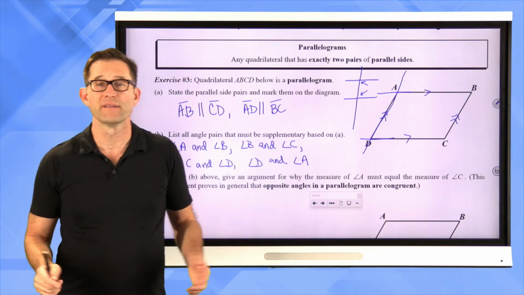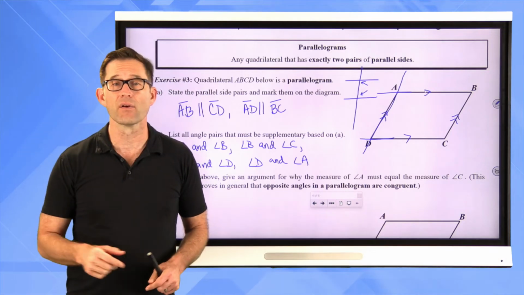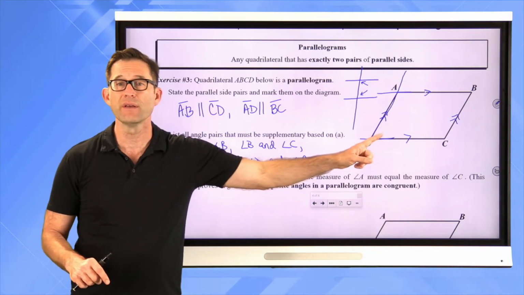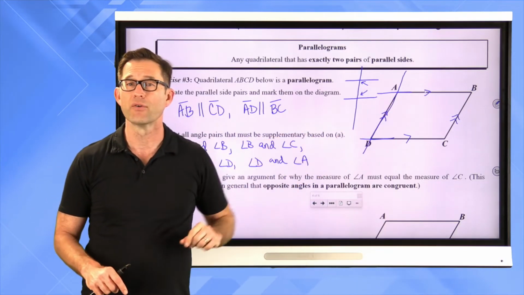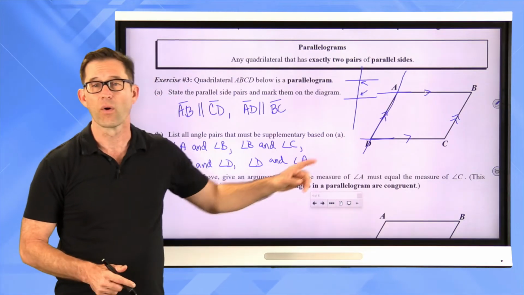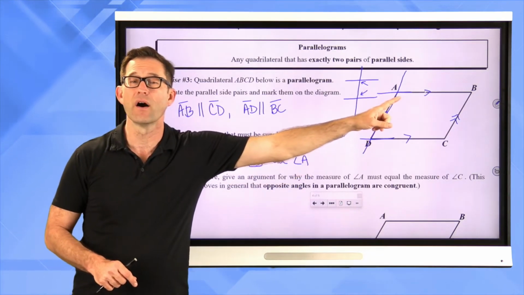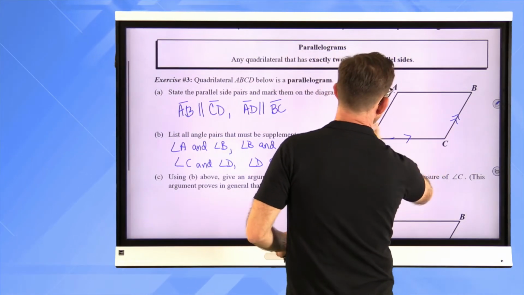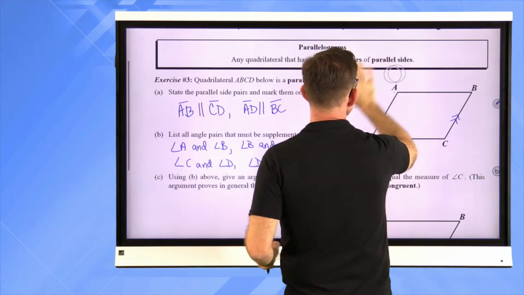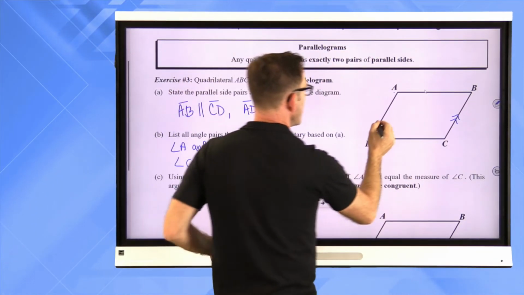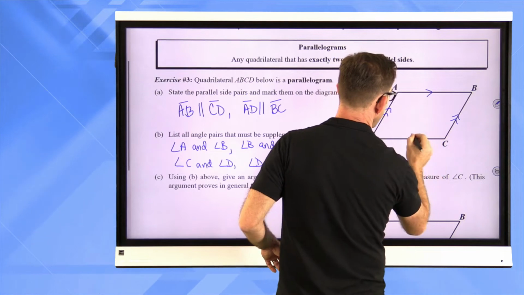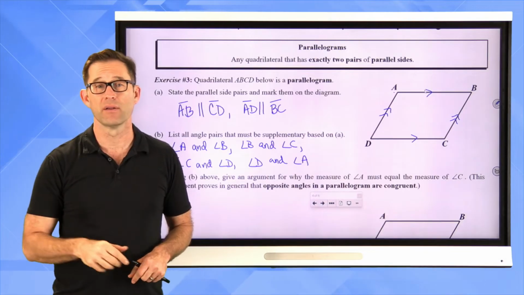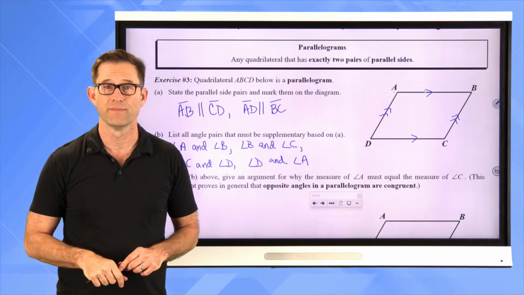And really, you could summarize this by saying that two adjacent angles in a parallelogram will always be supplementary. So if angle D were 60 degrees, then angle A would be 120 degrees. Or if this was 30 degrees, this would be 150 degrees. They must add up to 180 degrees because every adjacent angle pair in a parallelogram are same side interior angles created by parallel lines cut by transversals.